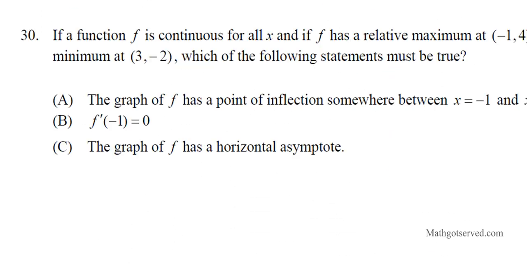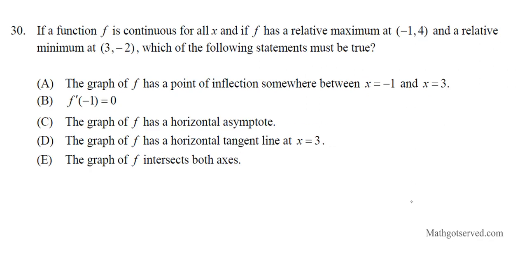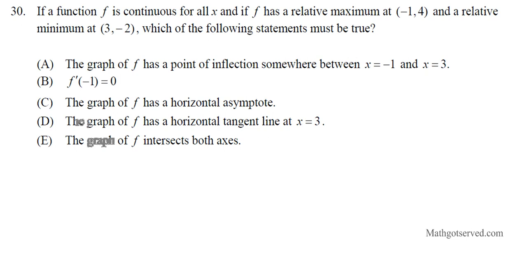Alright, let's take a look at the next question, question 30. It says, if a function f is continuous for all x, and if f has a relative maximum at negative 1, 4, and a relative minimum at 3, negative 2, which of the following statements must be true? So we have a max and a min. We have the points where they happen. So how about we draw a sketch of the situation and see how we can use that to solve this problem? So let me draw a coordinate system for you.